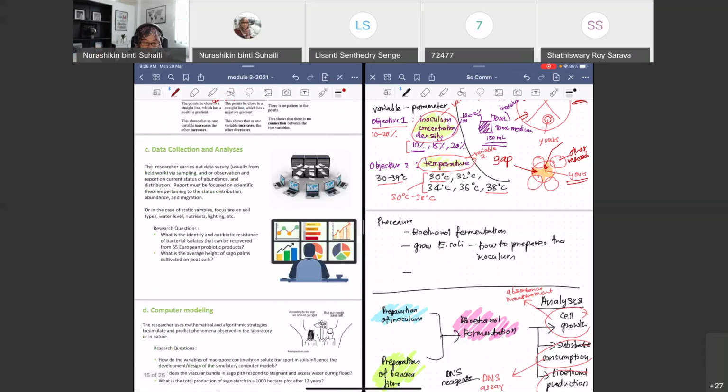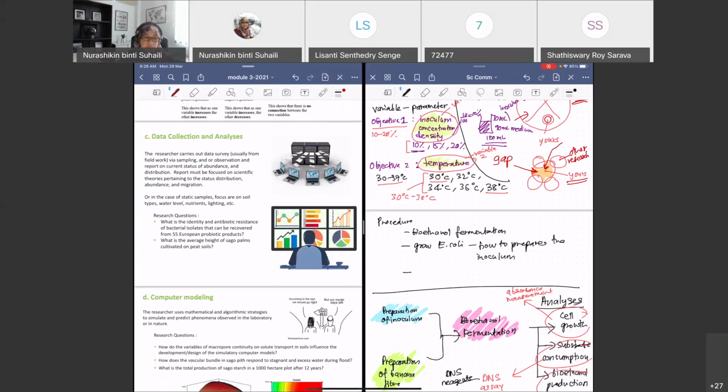The third type of experimental research is data collection and analysis. Some research depends on a survey. Survey is quite popular in social science.